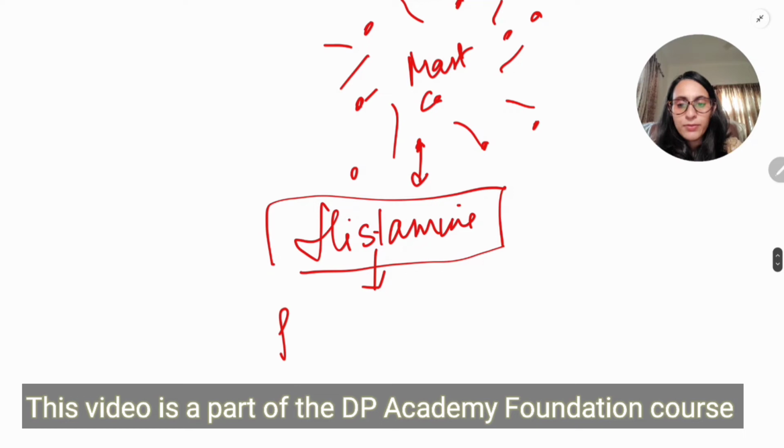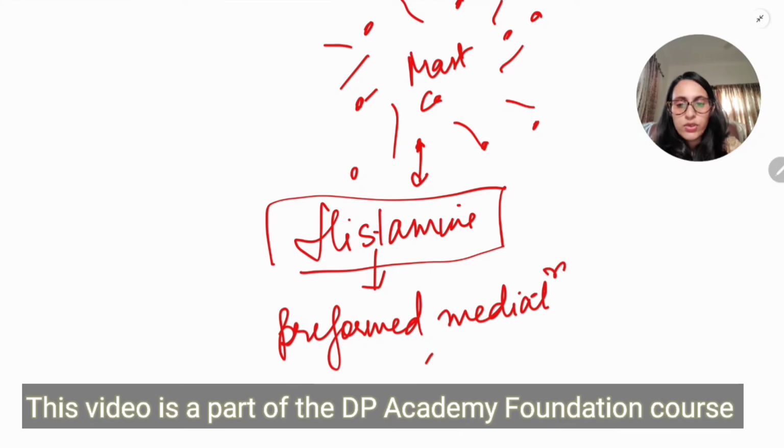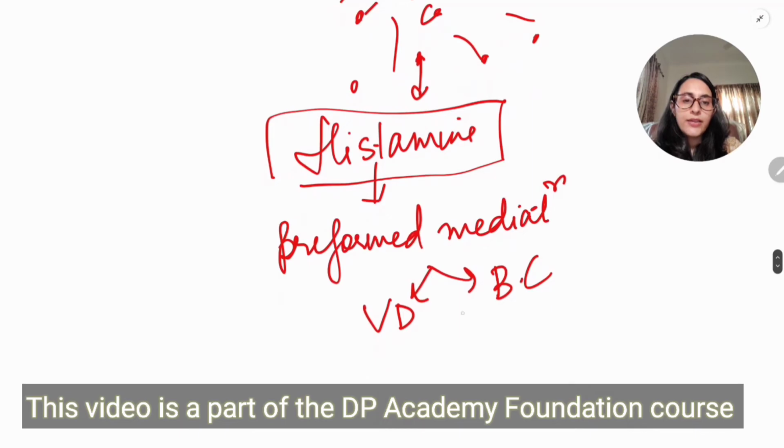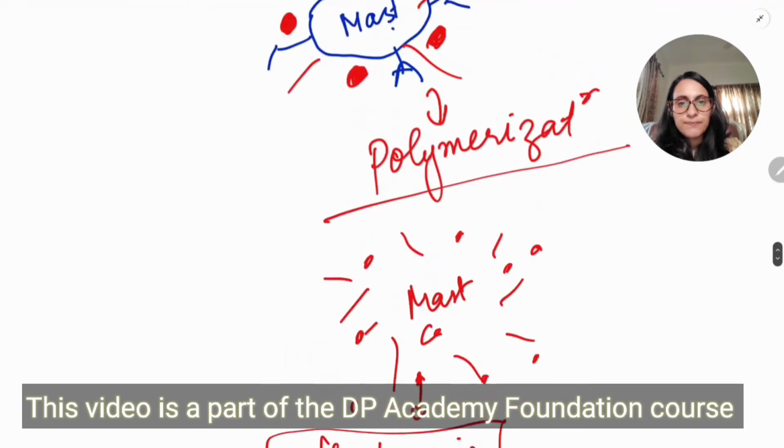Histamine is what? It is a preformed mediator. We have covered this in the pathology lecture. So what is it going to cause? It is going to cause vasodilation. It is going to cause bronchoconstriction, and therefore it will result in bronchial asthma. So this is how asthma occurs.